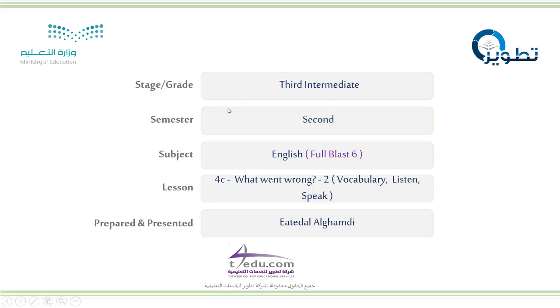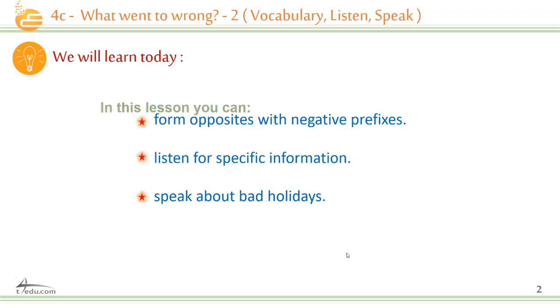This lesson is for the third intermediate, the second semester. The subject is English, Fall Blast 6. The lesson is for C, What Went Wrong. It's the second part of the lesson, Vocabulary, Listen, Speak. The lesson was prepared and will be presented by Mrs. Tidal Al-Ghamdi. For today's objectives, we are going to form opposites with negative prefixes. We are going to listen for specific information, and then we are going to speak about bad holidays.